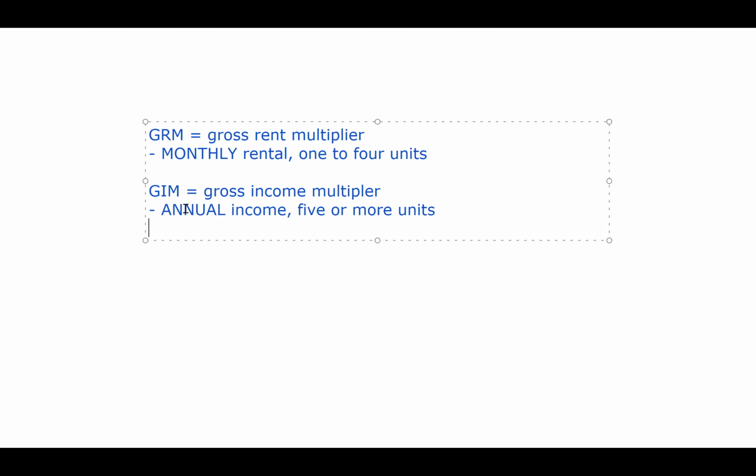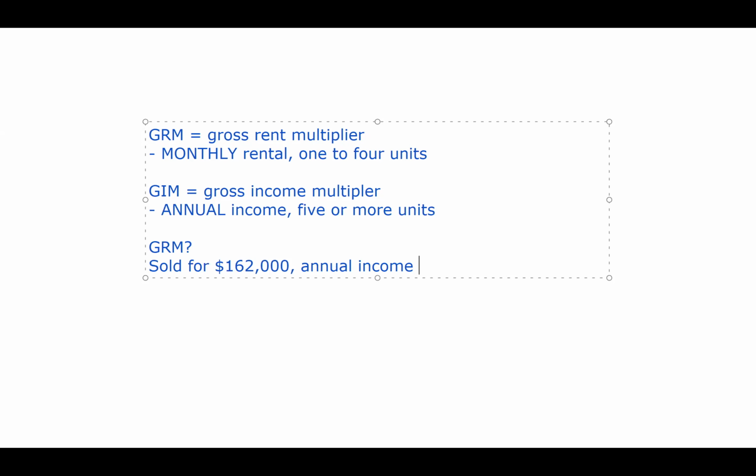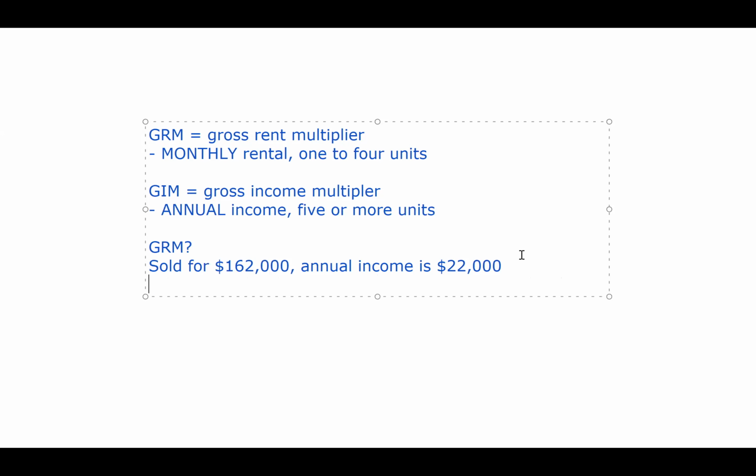Make sense? All right, so let's do some of these. Let's say, what is the GRM for a property if it recently sold for $162,000, and its annual income is $22,000? All right, so who can figure that out? Let me give you a moment. Think about it, and I can promise you it's not only one step. There are 2 steps here, because we've got to get a little tricky with you, right?